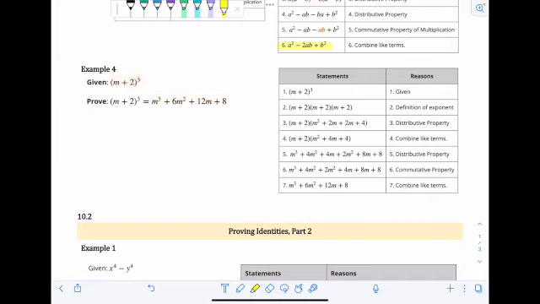So, okay, step one, we're starting with the given, so (m plus 2) cubed. It's raised to the third power. For the second step, using the definition of the exponent, I just have to expand it 3 times. So I do (m plus 2) times (m plus 2) times (m plus 2), 3 times by itself. That's what cubing something is. And then now I have to distribute.